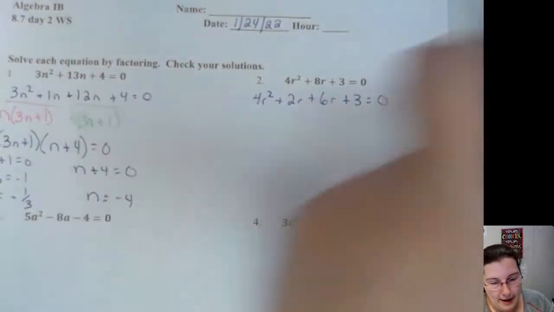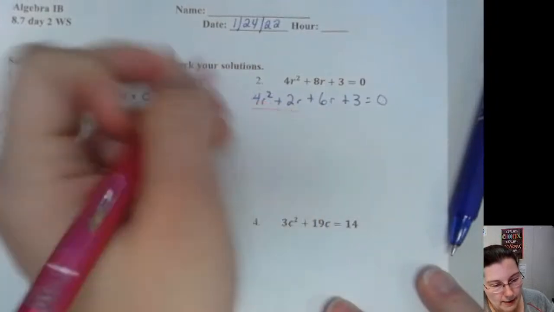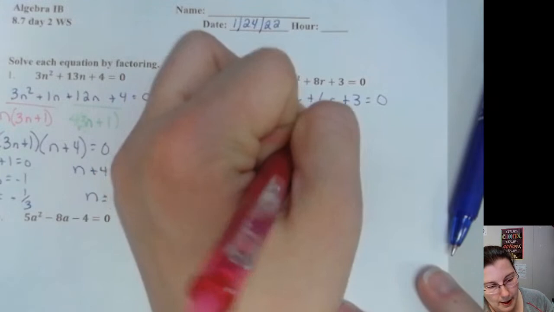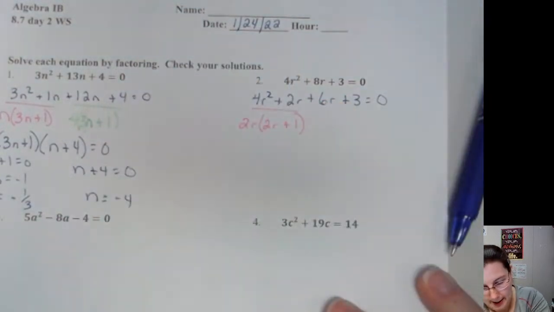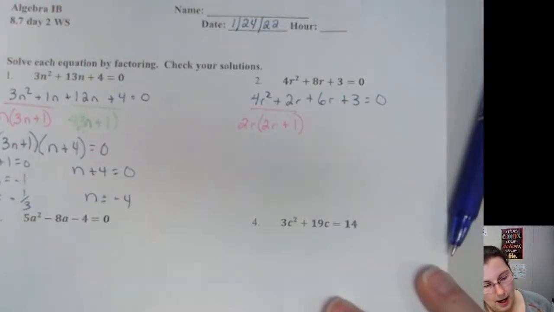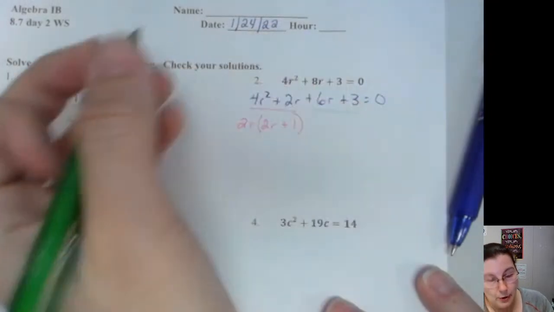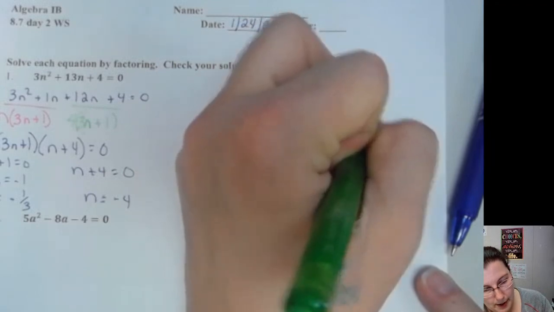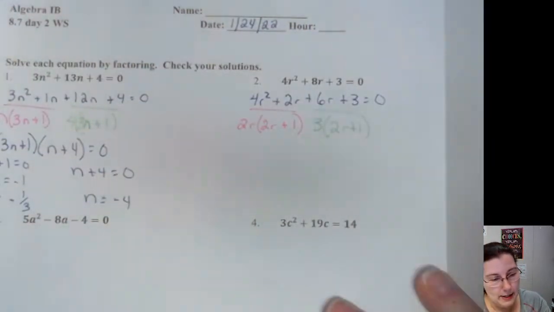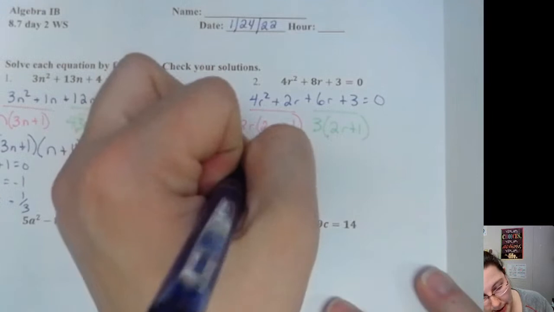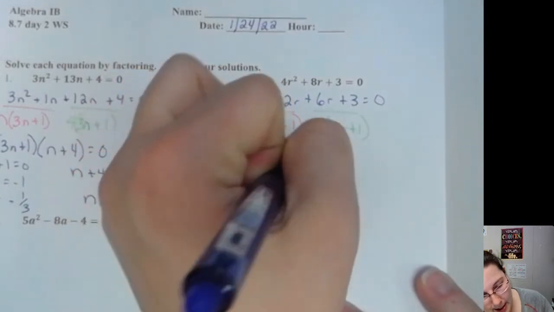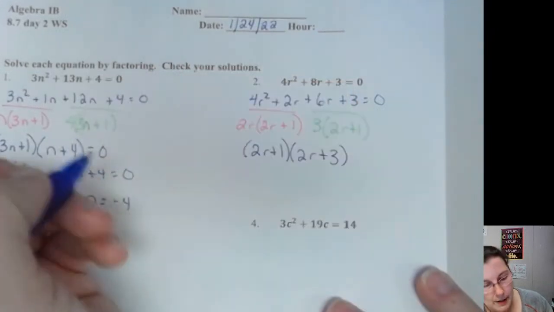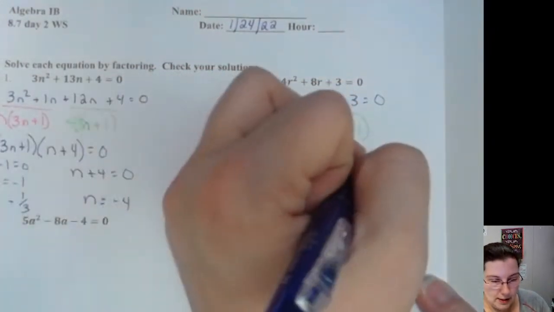And so now if I go and divide and conquer on this, my first half, I can pull a 2r out. It leaves me with 2r plus 1. On the second one, I can pull out a 3. So if I pull out a 3, I'm going to be left with 2r plus 1. And so rewriting this with my greatest common factor, I'm going to have 2r plus 1 times 2r plus 3. So now to separate and solve, this is still equal to 0.